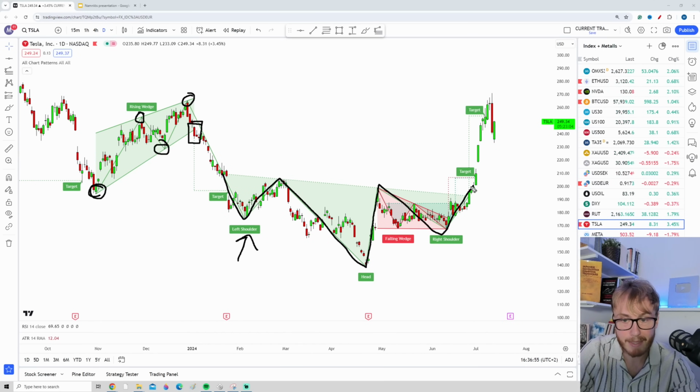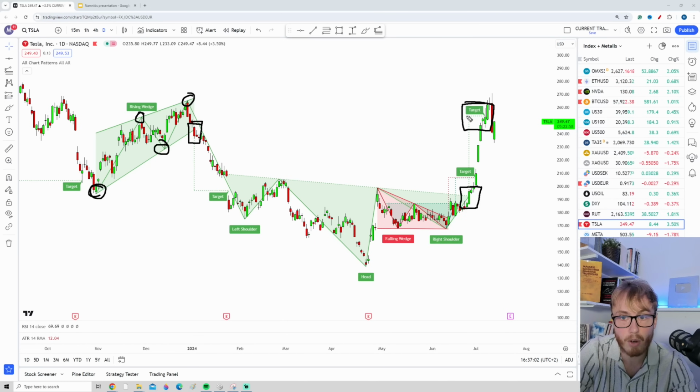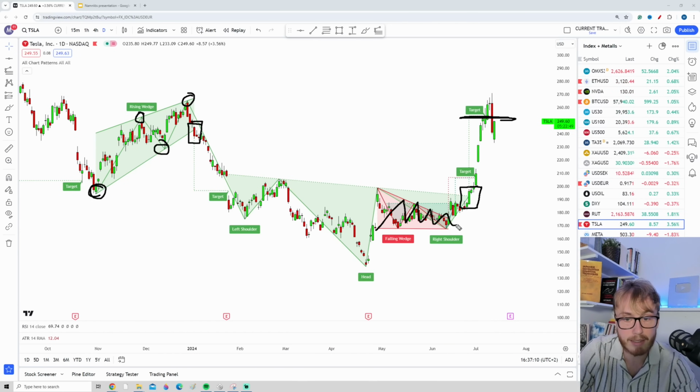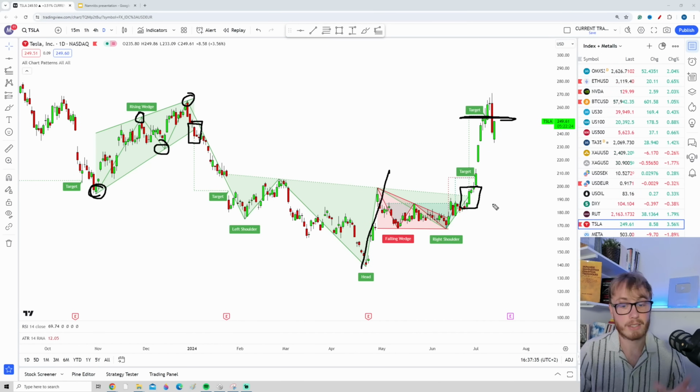As you can see, in this case, the pattern broke right here. We found an automatic target all the way up here, and you can see this price target got reached very quickly. We also have a falling wedge right here, which is a continuation pattern. We had a move towards the upside, the price consolidated here, we broke out, and the target was right here. So as you guys can see, this right here is an amazing tool.